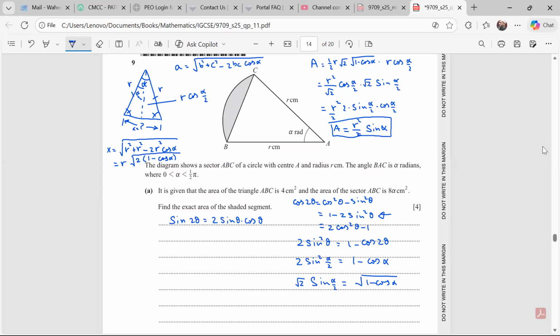Now come to this problem. It is given that the area of the triangle ABC is 4 centimeters square. It means r square by 2 into sine alpha is equal to 4. Right, this is one thing. And the area of the sector is this much.